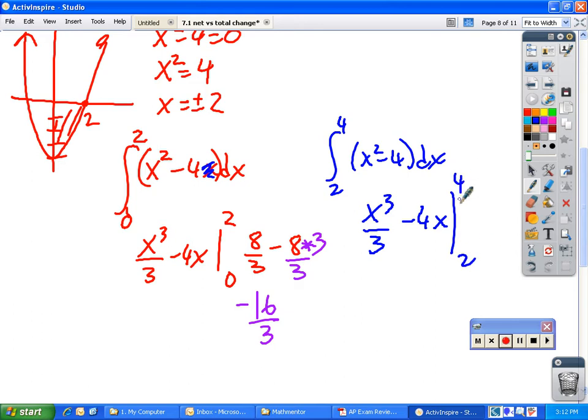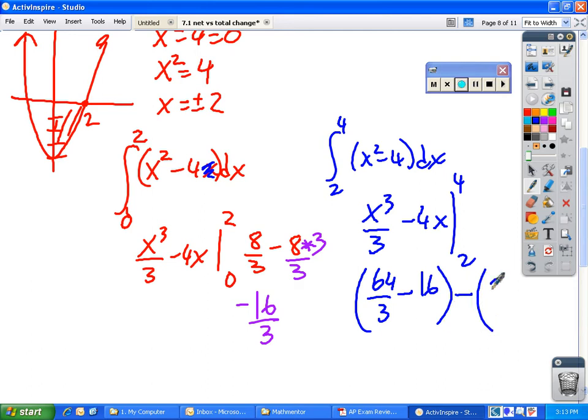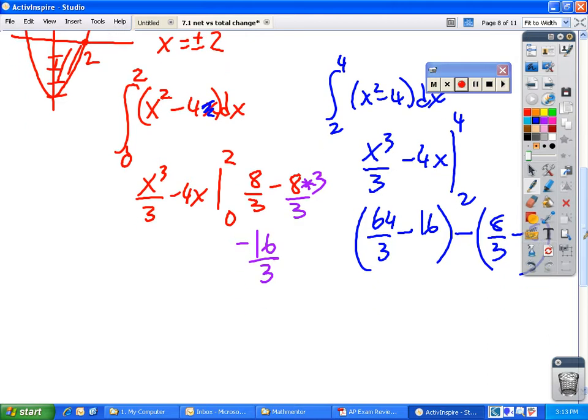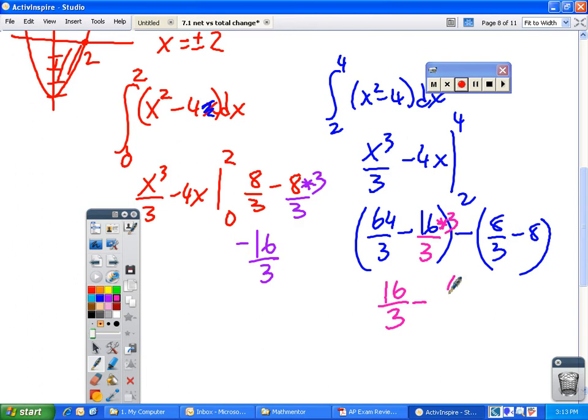I know when I plug in 4, I get what I had above, which was 4 cubed, which is 64 over 3, minus 4 times 4, which is 16, minus, and now I'm going to subtract what I get when I plug in 2, which is the 8/3 minus the 8. So what this is going to find me is the area that's above that curve right there. So 64 over 3, let me make this over 3, 16 times 3 is 48, and 64 minus 48 was 16/3, minus, and I just saw what happened over here, 8/3 minus 8 we said was negative 16/3, so we actually end up getting 32/3. So that's the area above the curve.